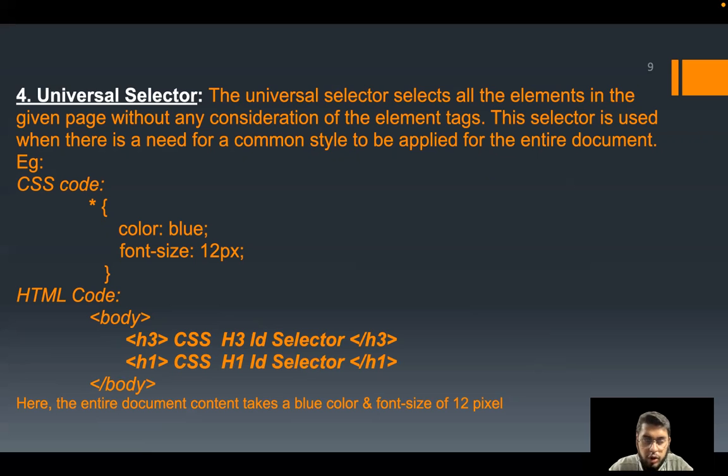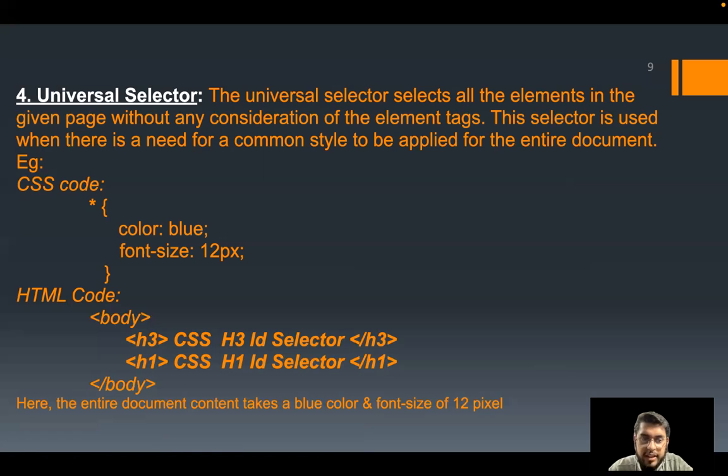Suppose you have a document, a web page, and in that you want the font size to be 14 pixel or say 16 pixel. And you don't want to specify for each and every paragraph this 16 pixel font size. So to change whole of it, we use this universal selector. To use it, we use the star symbol for it. As you can see in the CSS part, we have the CSS star symbol and then the property. So it will change whole of the document.